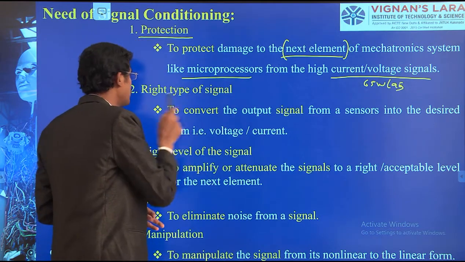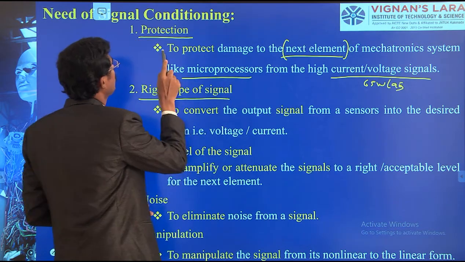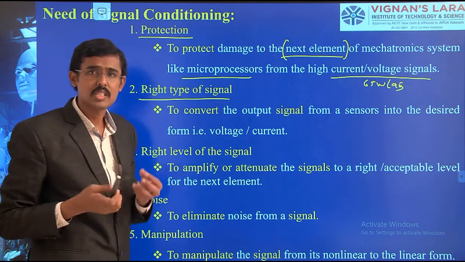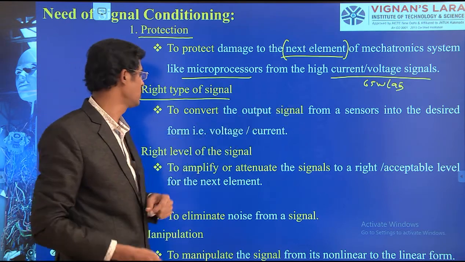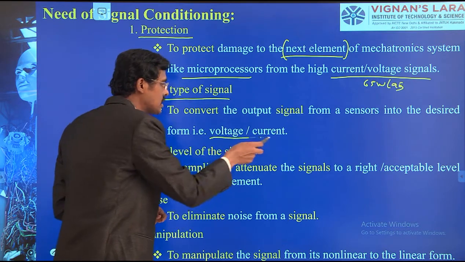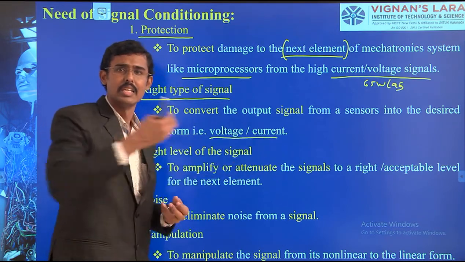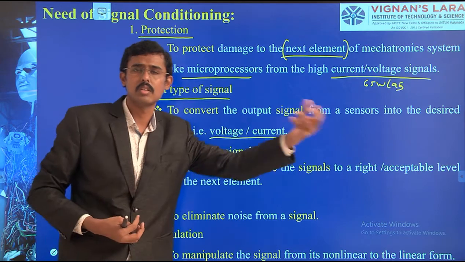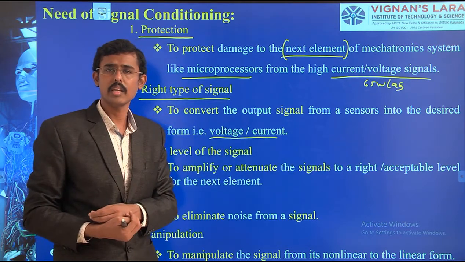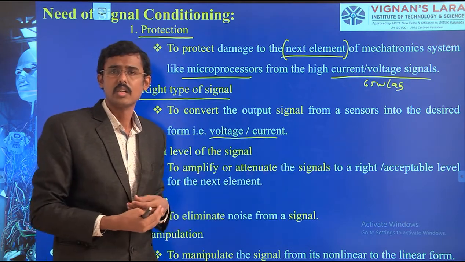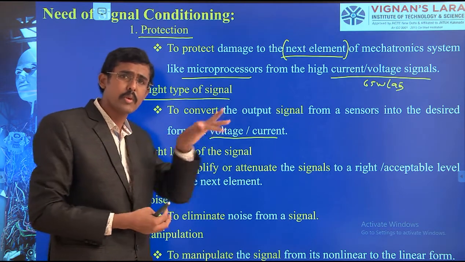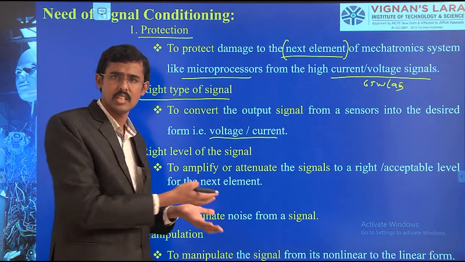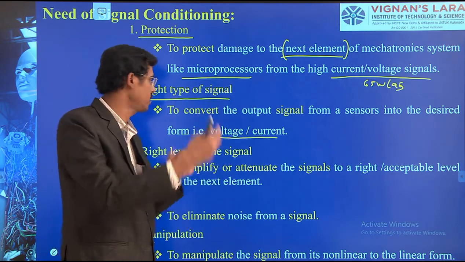The second one is the right type of signal. We need to convert the output signal from the sensors into the desired voltage or current form. Temperature is converted into voltage, strain measurement and displacement are converted into the electrical format, and light sources are converted into sounds. In such cases, signal conditioning manipulation is needed to get the format we need.